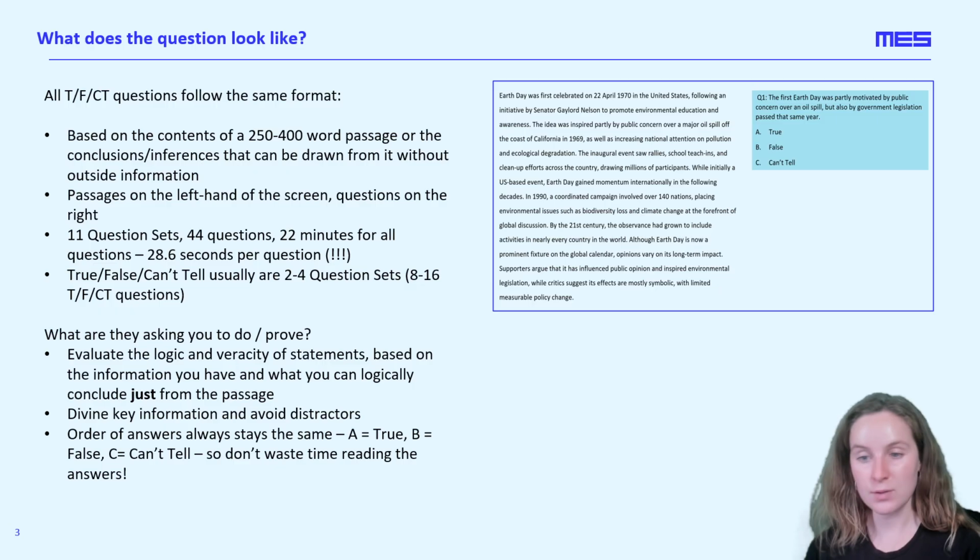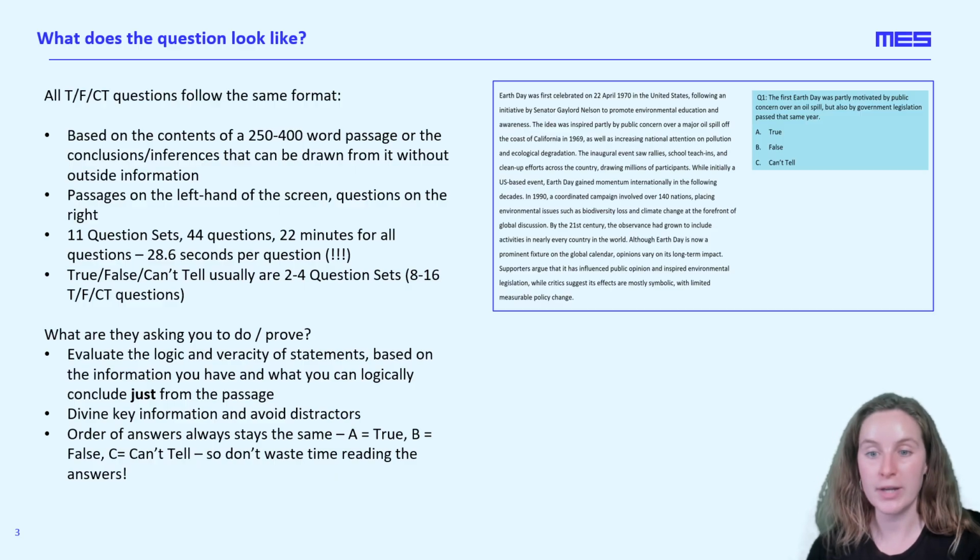The order of the answers always stays the same. A is true, B is false, and C is can't tell, so you don't have to waste time reading them over and over again. All you need to do is read the question and then use it to help you skim the passage.